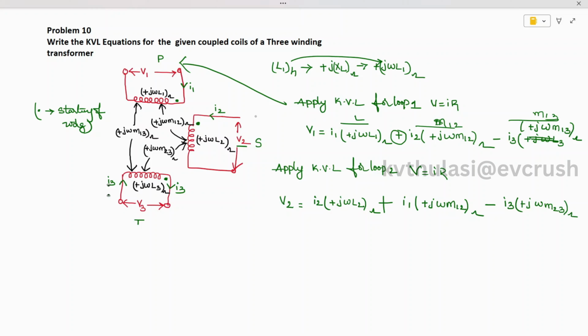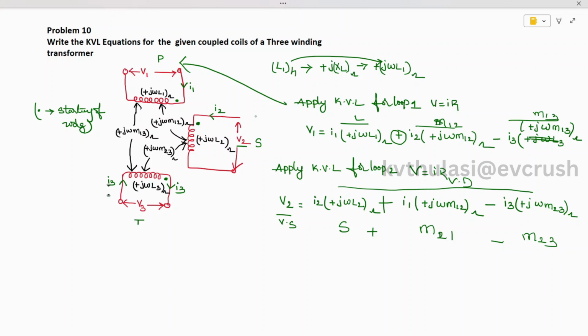So I can claim this V2 is the voltage source. All these terms on the right-hand side are voltage drops. This is due to self inductance. This is due to mutual inductance of the second coil onto the first coil. This is mutual inductance of the second coil onto the third coil. This is how to write it down. Then you will get clarity.